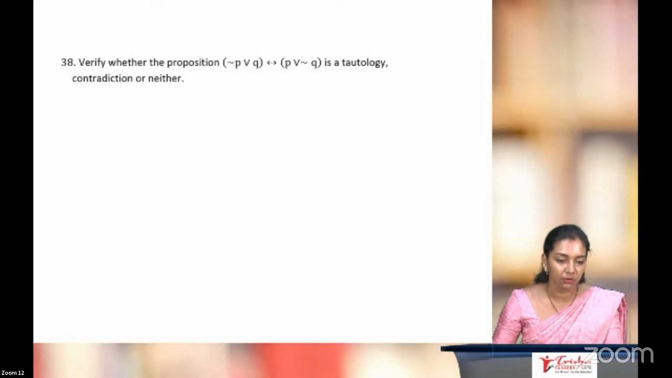I think one we have already proved, so I don't think this is required. So just go through it, students. Go back to the video, you can refer. Just you have to consider the gates: OR gate, AND gate, implication, double implication.